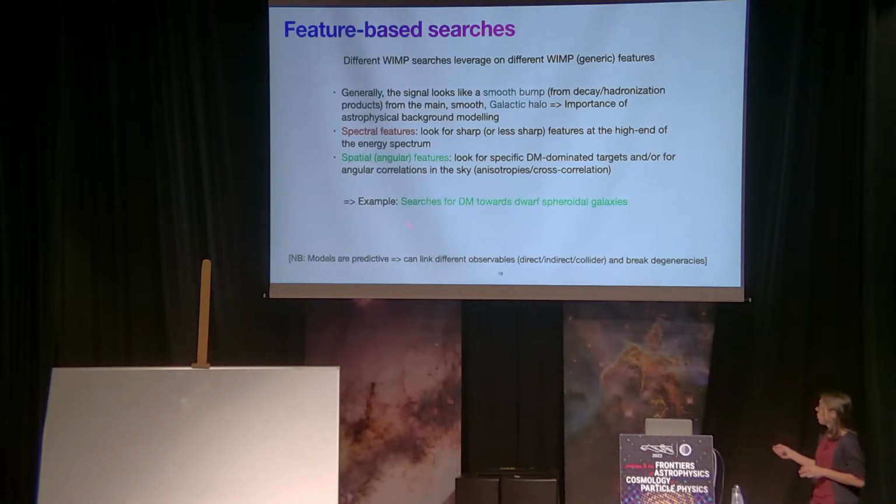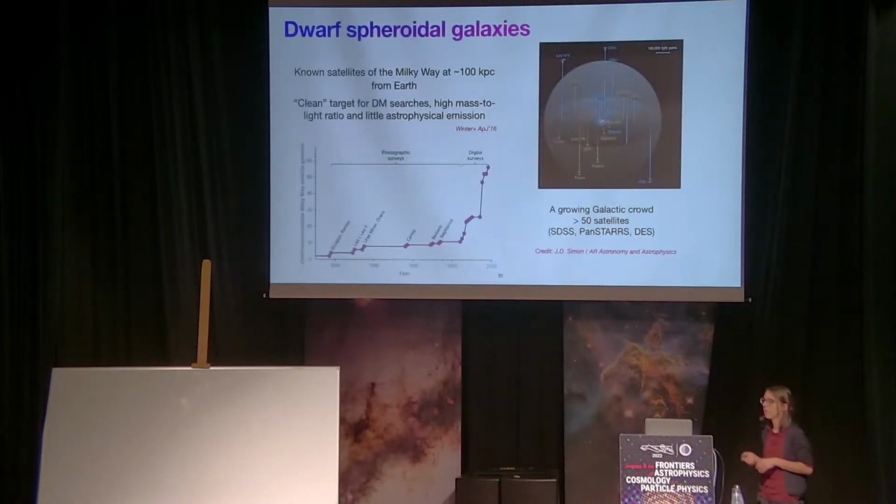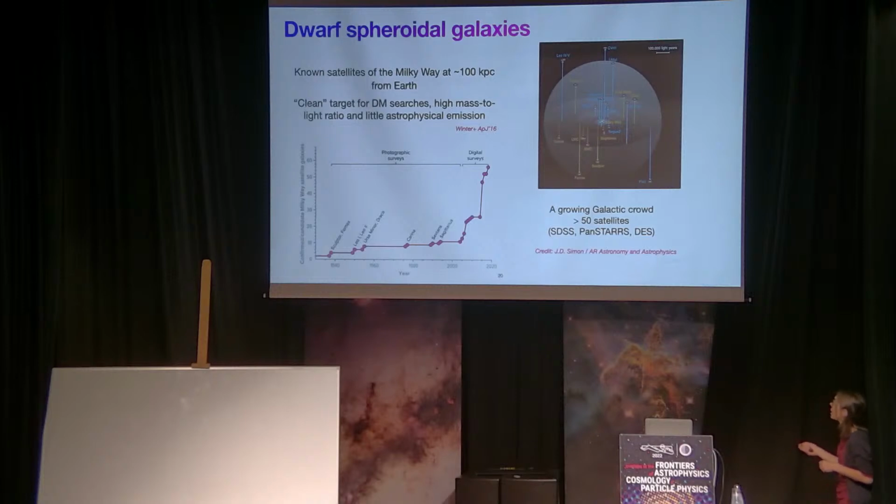I'll focus for a bit on searches towards dwarf spheroidal galaxies, because this can give you a flavor of what is done at GeV scales. Dwarf spheroidal galaxies are satellites of our own Milky Way, more or less located 100 kiloparsecs from the solar system, and they are thought to be clean targets for dark matter because of the high mass-to-light ratio. So you expect them to host a large dark matter potential, while the baryonic physics should be very little, because they do not have enough stellar mass at the beginning to trigger strong star formation.